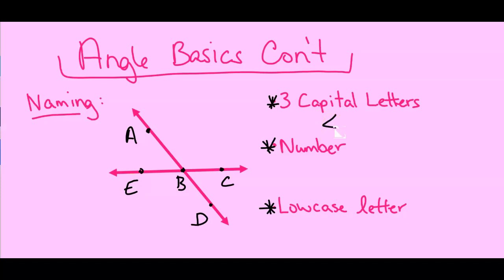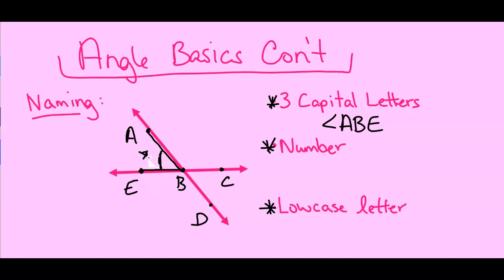One example would be if I was discussing angle ABE. Notice that they're all capital letters. That is a reference to the angle that goes from A to the vertex B and back to E. This angle right here.